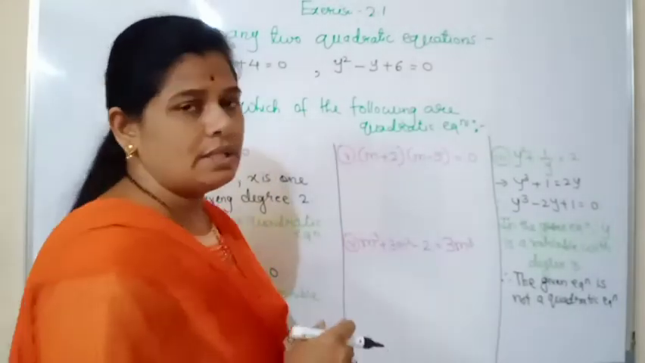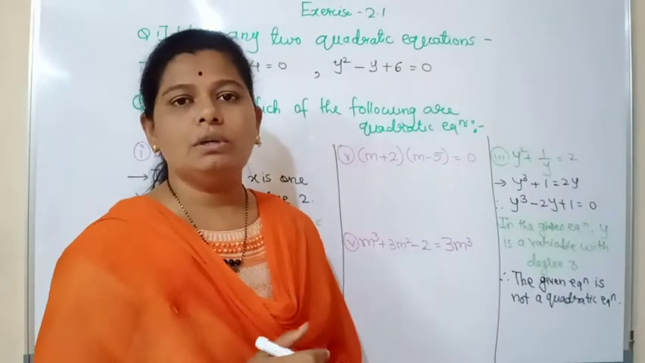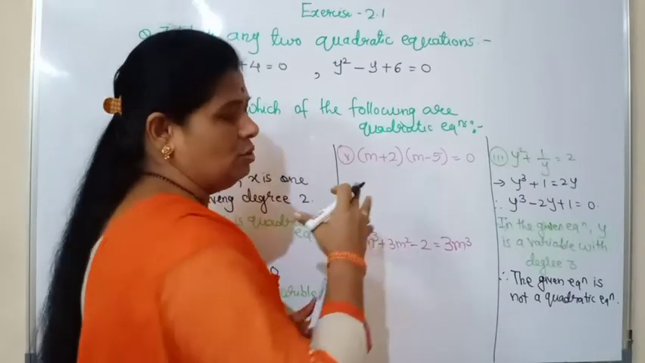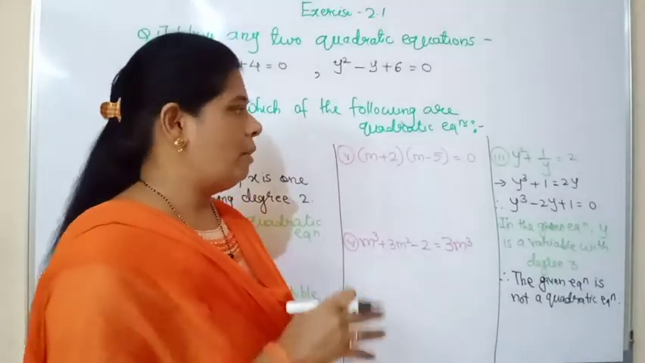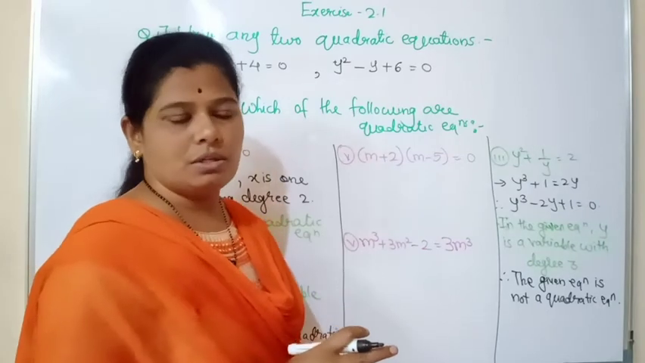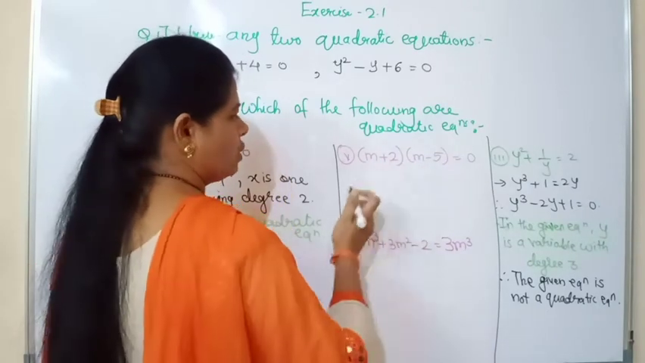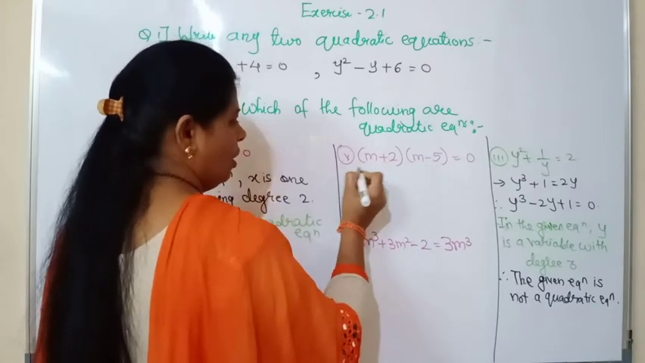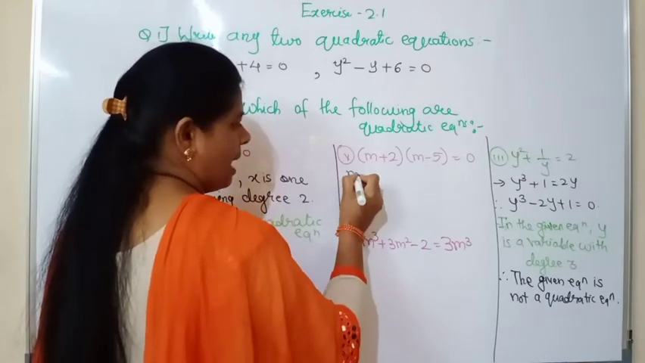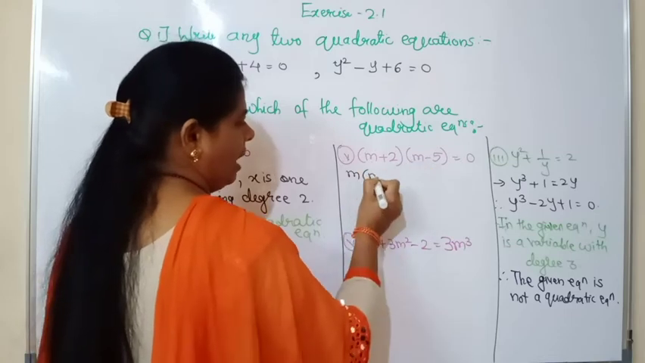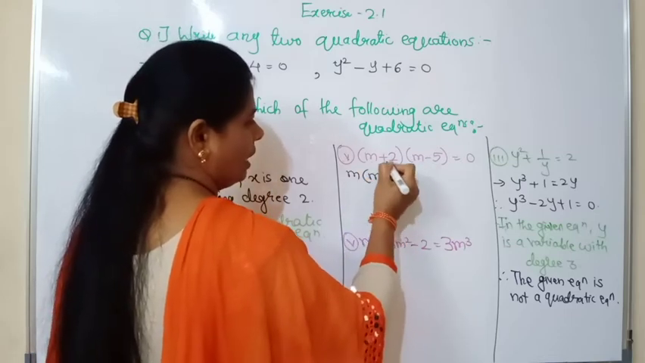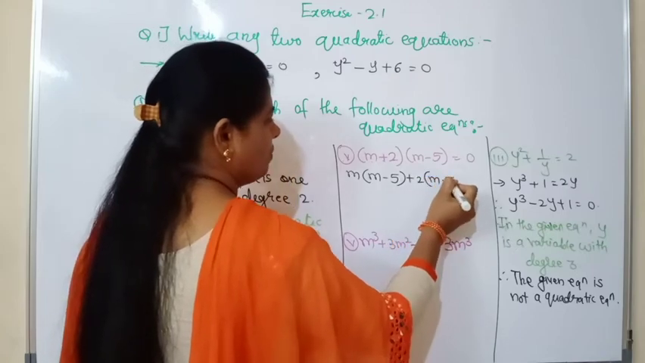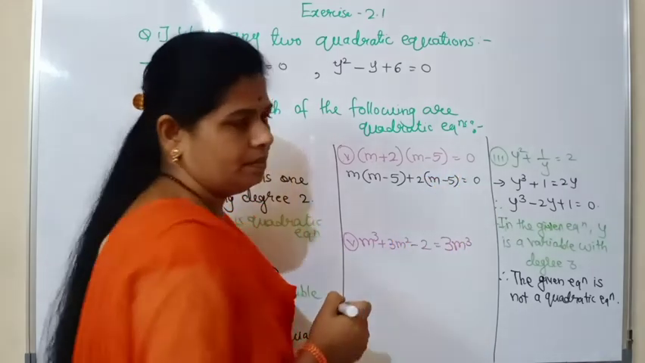Now first of all, in this example what we have to do? We have to solve the brackets. Okay, as all of you know, so we will solve the bracket. In solving the bracket, what we have to do? We have to keep one bracket constant. Okay, so we will keep m minus 5 as a constant, and we will multiply this bracket with m plus 2. So I will take this m as it is, and then m minus 5, then plus 2 into again m minus 5 equal to 0.